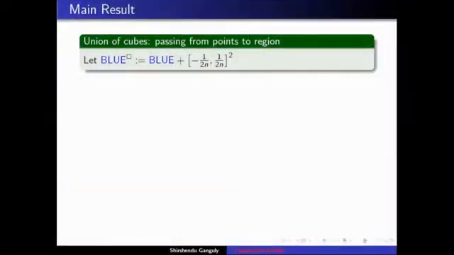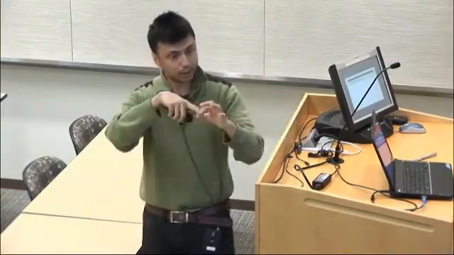Okay, and I need my last notation. I'm interested in the set of blue vertices. I want to pass from the set of vertices to the region. So I look at the union of all boxes around the blue points. I have this set of blue points on my graph. I look at all boxes of size 1 over n which are centered at those points.